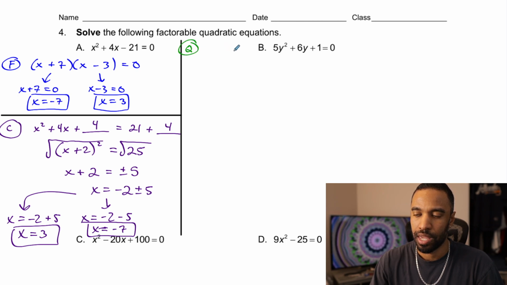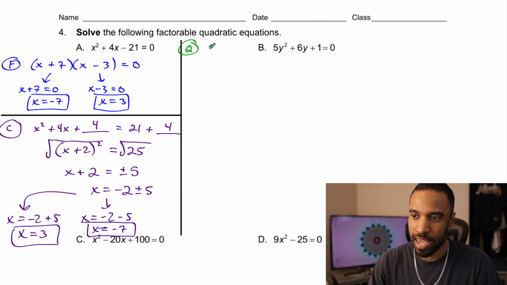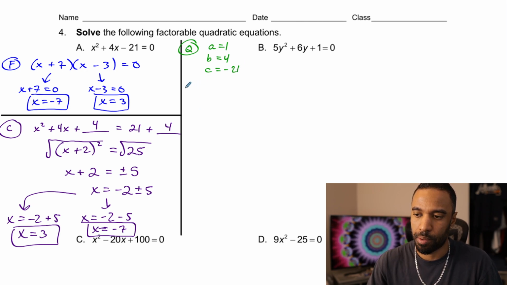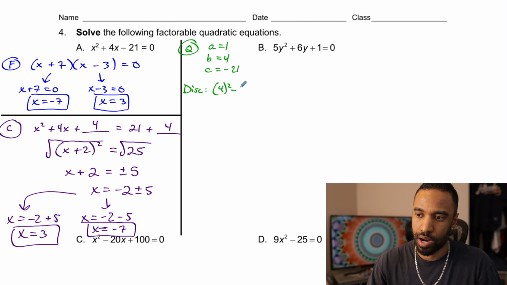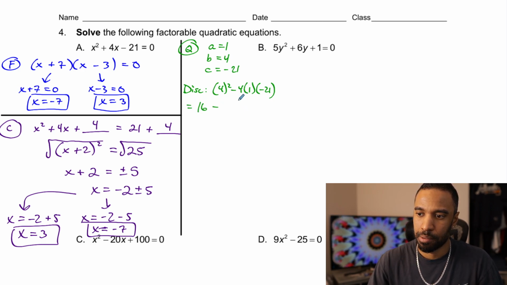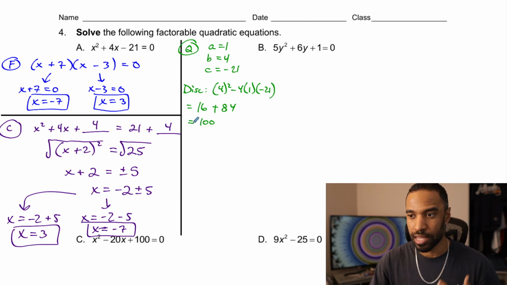Quadratic formula. And in the quadratic formula, it's already set equal to 0, so let's identify A, B, and C. And let's use that discriminant here. The discriminant is going to be B squared minus 4AC, which is 16 minus a negative, which is plus 84, and that's 100. Now, 100 is the thing I'm going to take the square root of, right? That's inside the quadratic formula.